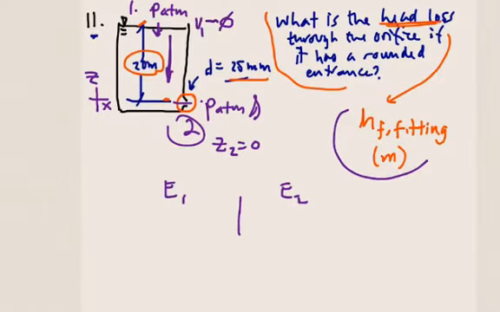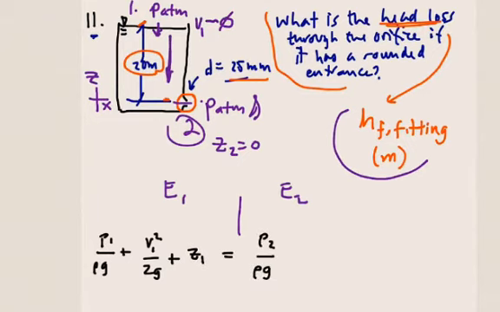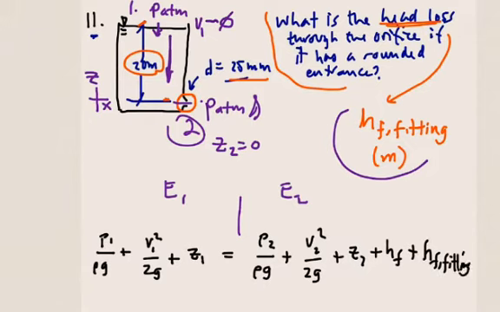I'll write down this equation. So I have P1 over rho g plus v1 squared over 2g plus z1 equals p2 over rho g plus v2 squared over 2g plus z2 plus hf. This is the head loss from friction in pipes really, and hf for fitting. Again, we're kind of approximating this for this case.